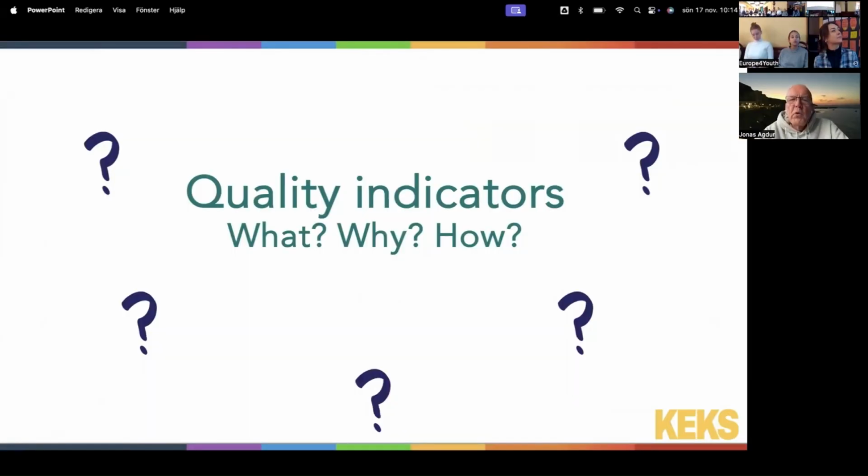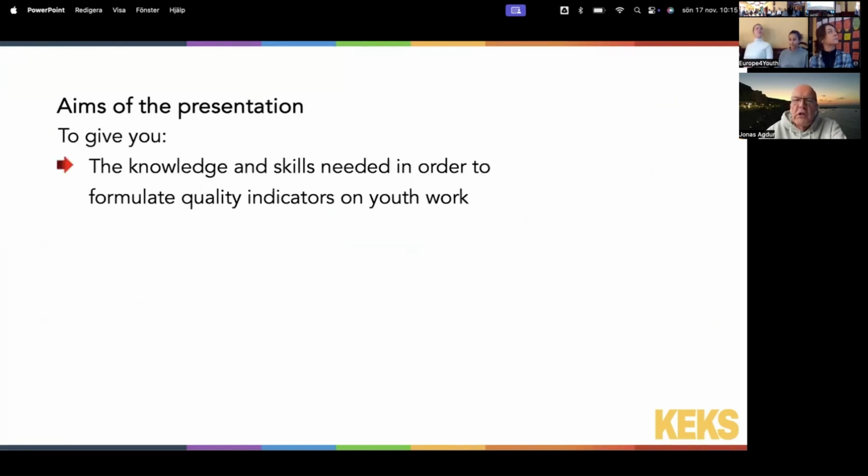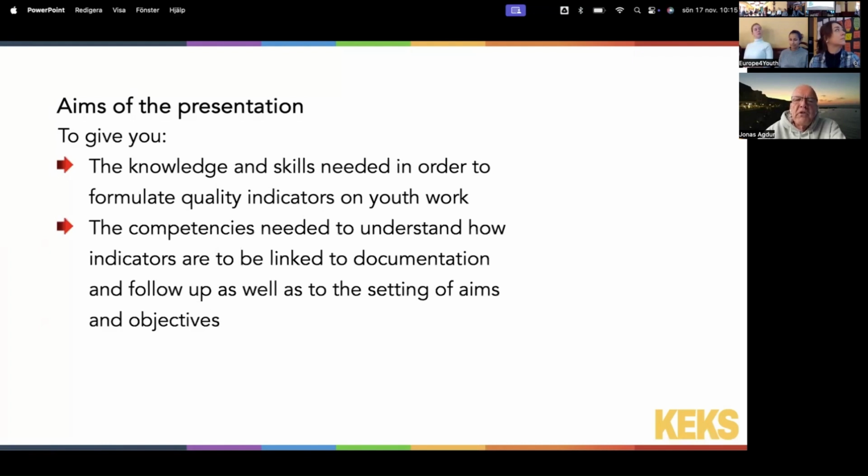Good. So quality indicators: what, why, and how. The aims of this presentation are to give you the knowledge and skills needed to formulate quality indicators on youth work, and the competencies needed to understand how indicators are linked to documentation and follow-up, as well as the setting of aims and objectives for youth work. So these are the two main ideas behind this presentation.